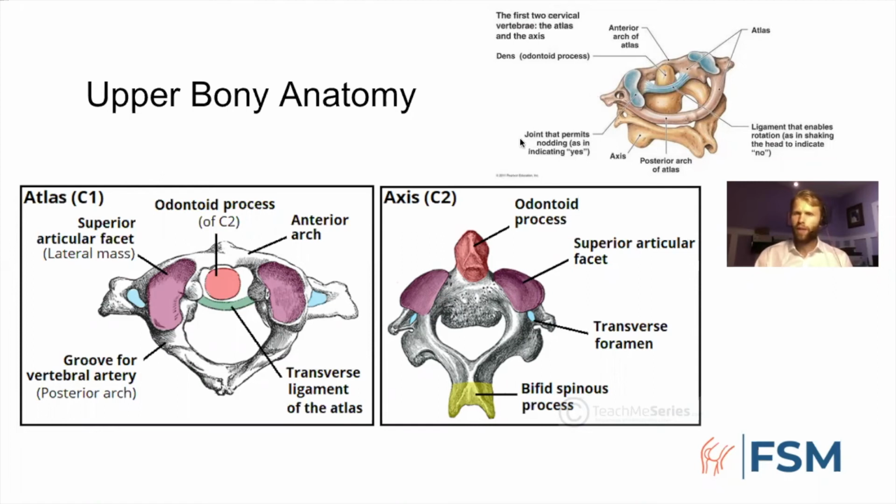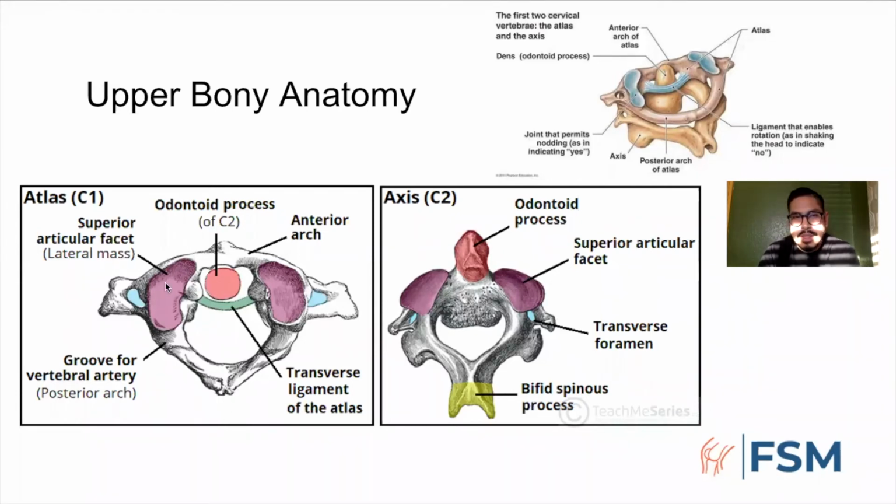Ken, is there more that you'd like to add, by the way, about the upper bony anatomy? Yeah, so just like Max said, there's no body in C1. There are anterior and posterior arches. Also not a spinous process in C1 as well.